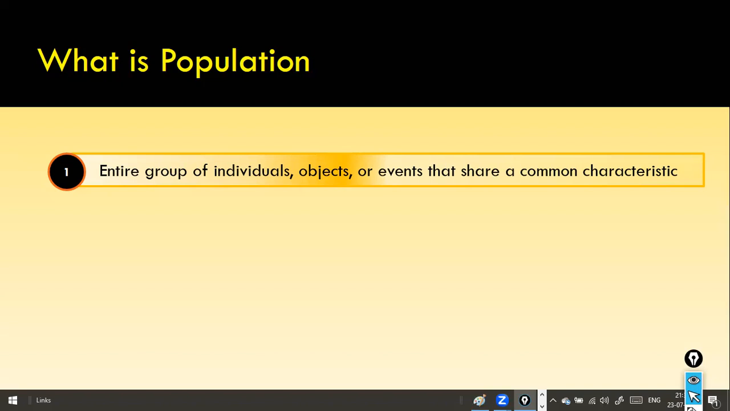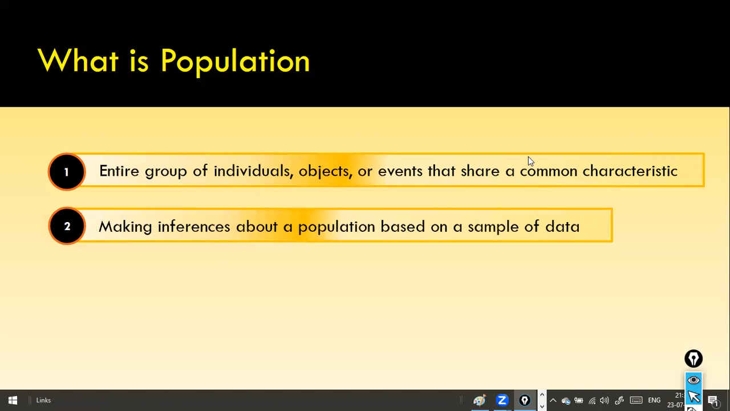So population refers to the entire group of individuals, objects, or events that share common characteristics. It also refers to the entire group of interest that we want to study and draw conclusions about. That is what your population is. We can make inferences about a population based on a sample of the data. That is what I already discussed.